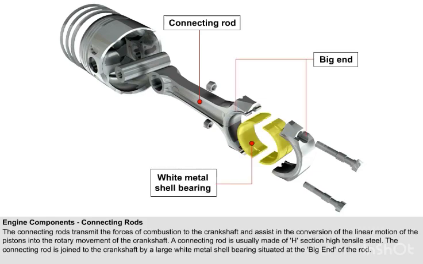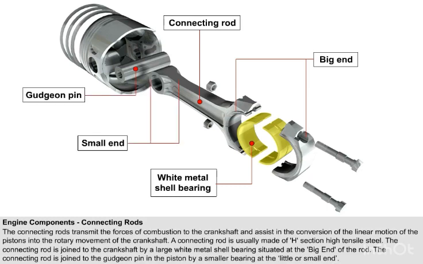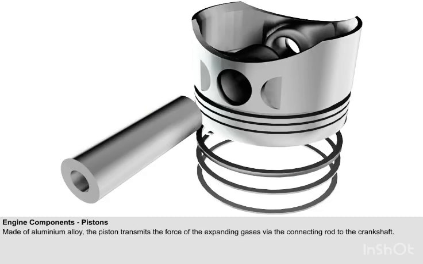The connecting rod is joined to the crank pin of the crankshaft by a large white metal bearing situated at the big end of the rod. The white metal bearing is made up in 2 halves, which are called a shell bearing. The connecting rod is joined to the gudgeon pin in the piston by a smaller bearing at the little or small end. Generally made of aluminium alloy, the piston forms a sliding plug in the cylinder and transmits the force of the expanding gases via the connecting rod to the crankshaft.